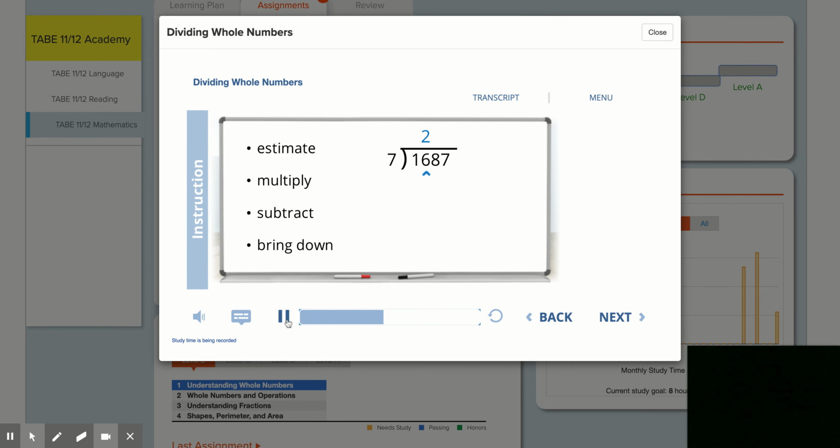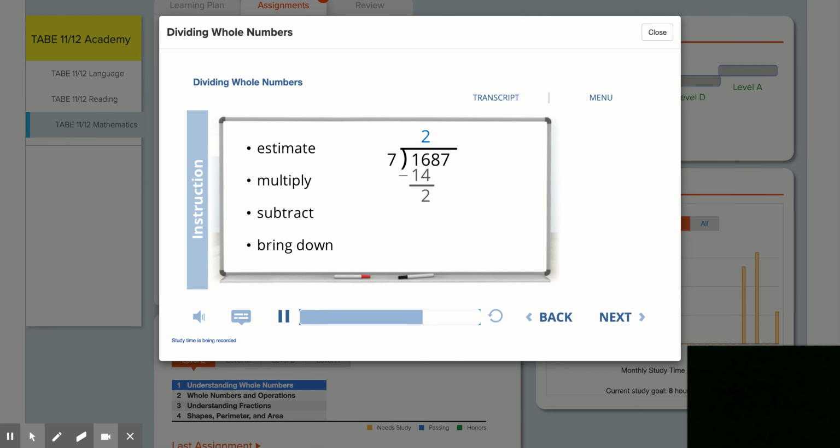Multiply. So next, you multiply the estimate by 7. 2 times 7 is 14. So write 14 below the 16. If you got more than 16, the estimate would be too high, and I'd have to start again. Subtract. Just subtract 14 from 16. You get 2. If you got more than 7, your estimate was too low, so try again with another estimate. But 2 is good. Write it just below the 4.